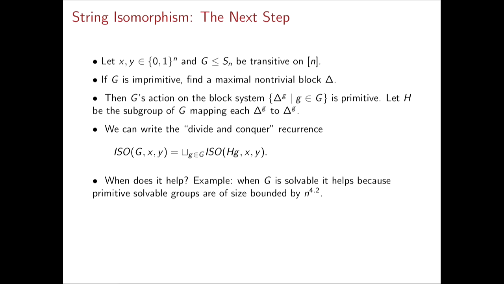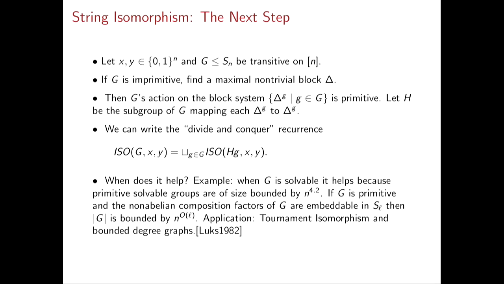I need to use the fact that primitive permutation groups of certain kinds are small. Solvable primitive permutation groups are small. It turns out that if G is a permutation group, say that all the non-abelian composition factors of G are embeddable inside the permutation group S sub L, then the primitive permutation groups of that kind are all bounded by n to the order L. So it's a kind of generalization of the solvable case.